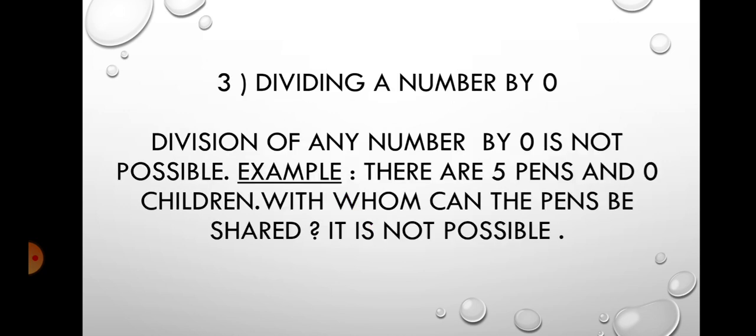In the third property, dividing a number by 0. Division of any number by 0 is not possible. Let us see with an example. There are 5 pens, and if there are 0 children with whom we can share the pens, it is not possible as the children is 0. So, division by 0 is not possible.